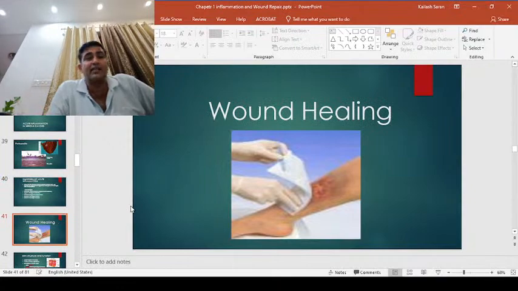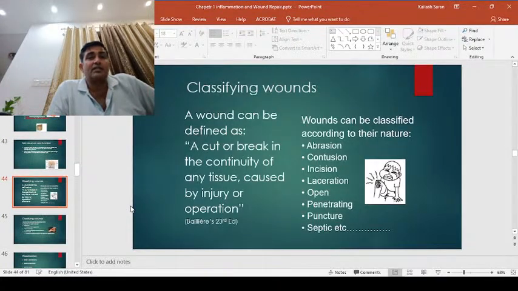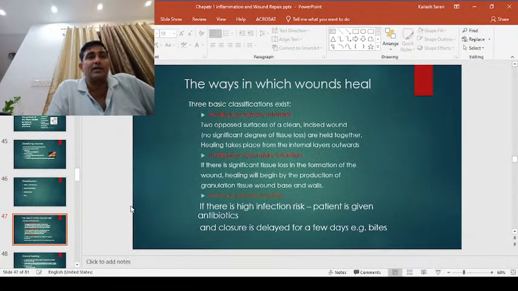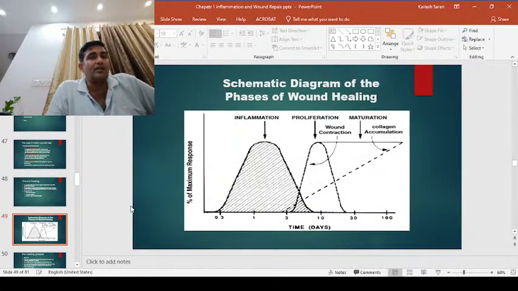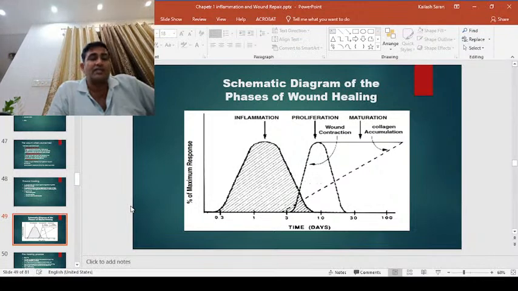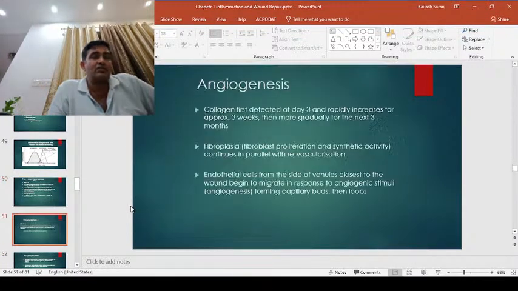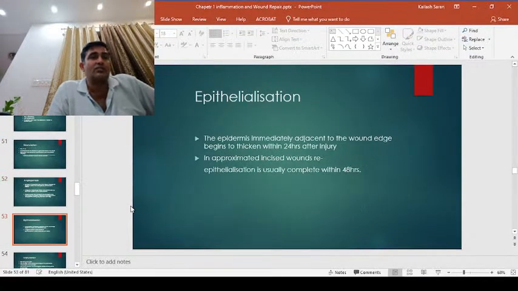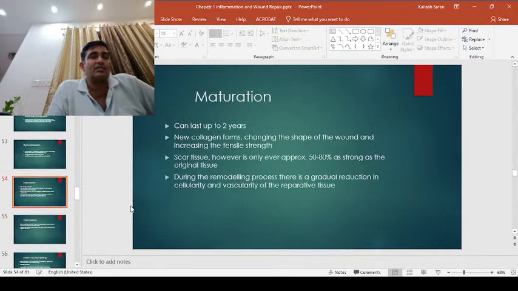That's wound healing, which is very important. The important part is the schematic diagram of the phases of wound healing. They may ask about this graph, which I have given in the questions also. What happens: granulation, angiogenesis, epithelialization, maturation.